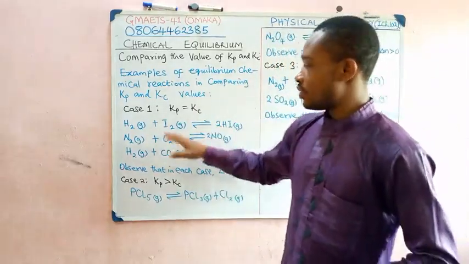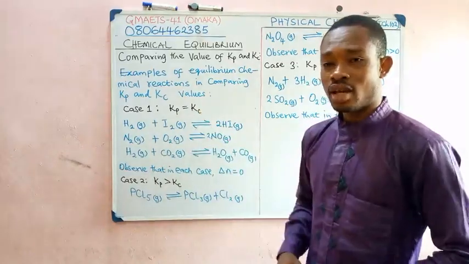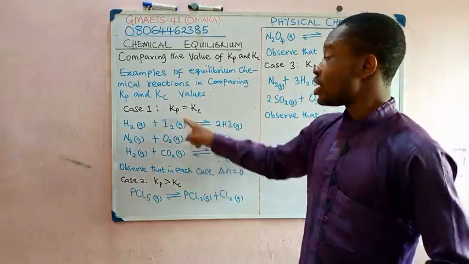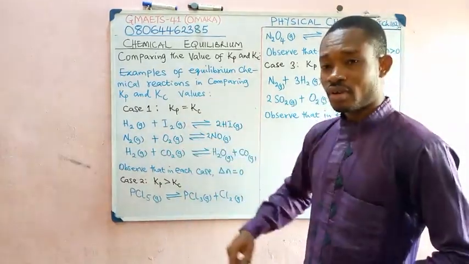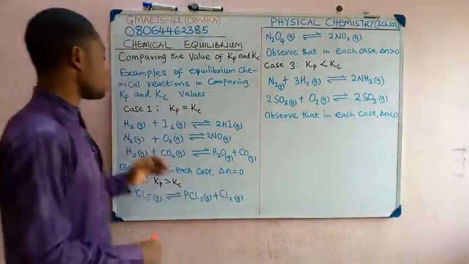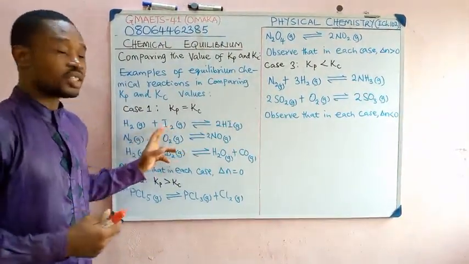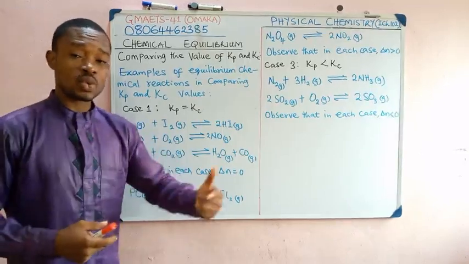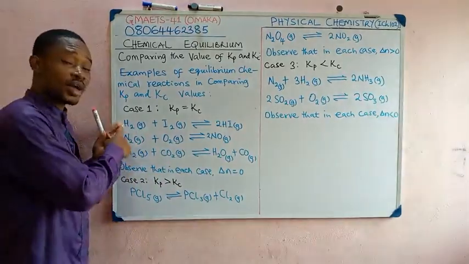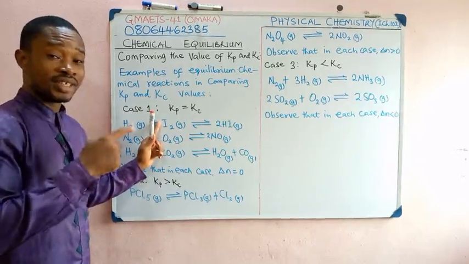Now in case 1, these are reaction equations where we have Kp being equal to Kc. Of course, because the change in number of moles for each of these 3 equations on the board here is equal to 0. Now let us find out. The first reaction is a reaction between hydrogen gas and iodine gas. When hydrogen gas reacts with iodine gas, you get 2 hydrogen iodide gas. How many moles of hydrogen gas do we have here? 1. How many moles do we have of iodine in the reactant? 1.